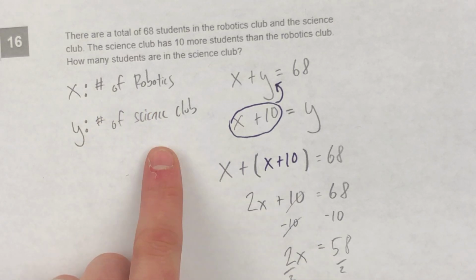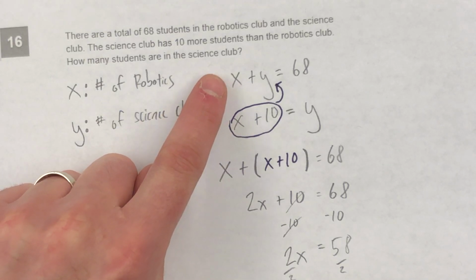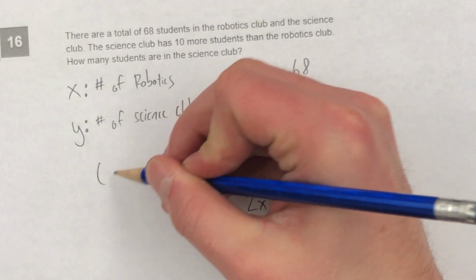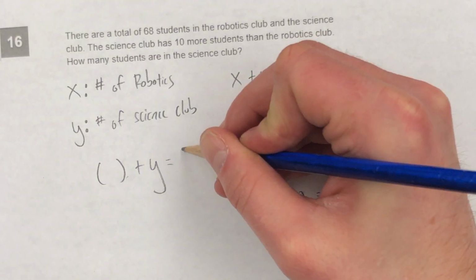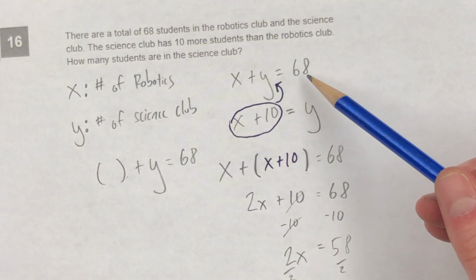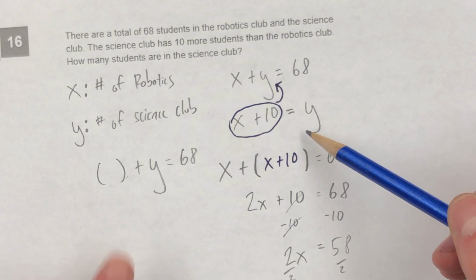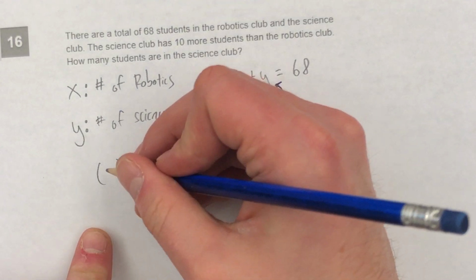Now to find out how many kids are in science club, I'm going to use one of these equations. I'm going to choose this first one here. So I have x plus y equals 68. Just choosing this original equation, I could have used either one. And if x is 29, then I'm going to make that substitution in for x.